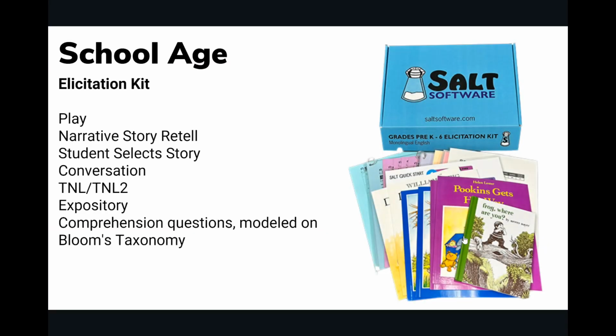We also have the elicitation kit that's available on our webpage. Just a quick snapshot of what that would look like. So it comes in, everything's all bundled and ready to go for you. So you can kind of get this and start collecting your samples. So they're all in a kit. So this has all the protocols for play, narrative story retells. You have all the books and the comprehension questions and the conversation, the TNL protocol, expository with the expository planning sheets included. The comprehension questions are also included in that.